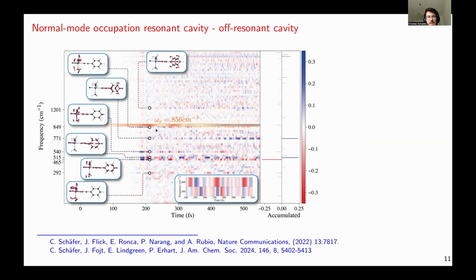And you can see that between certain modes, between 850 and 540, for instance, you have a somewhat coherent exchange of energy via the cavity over a certain time frame. But most of the energy is kind of loosely getting distributed inside the system.